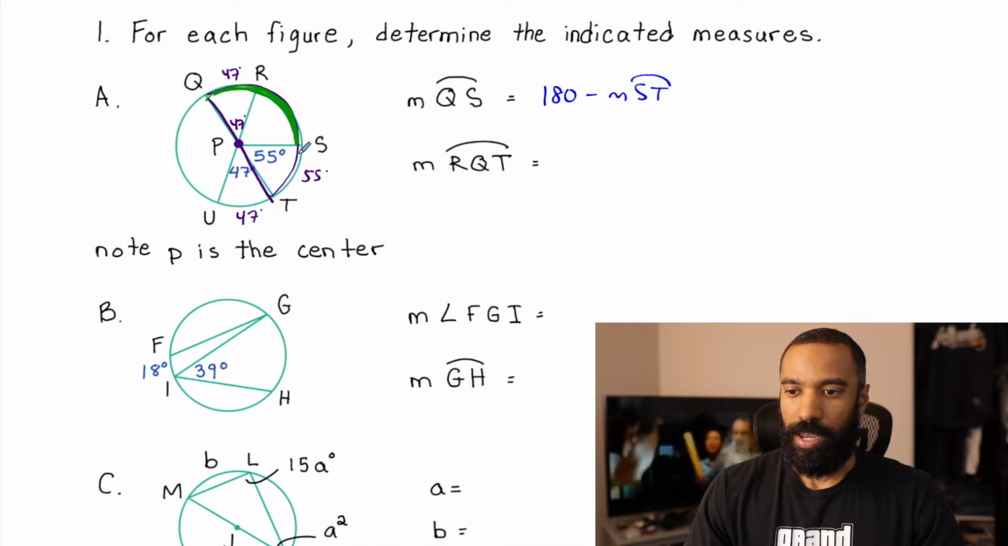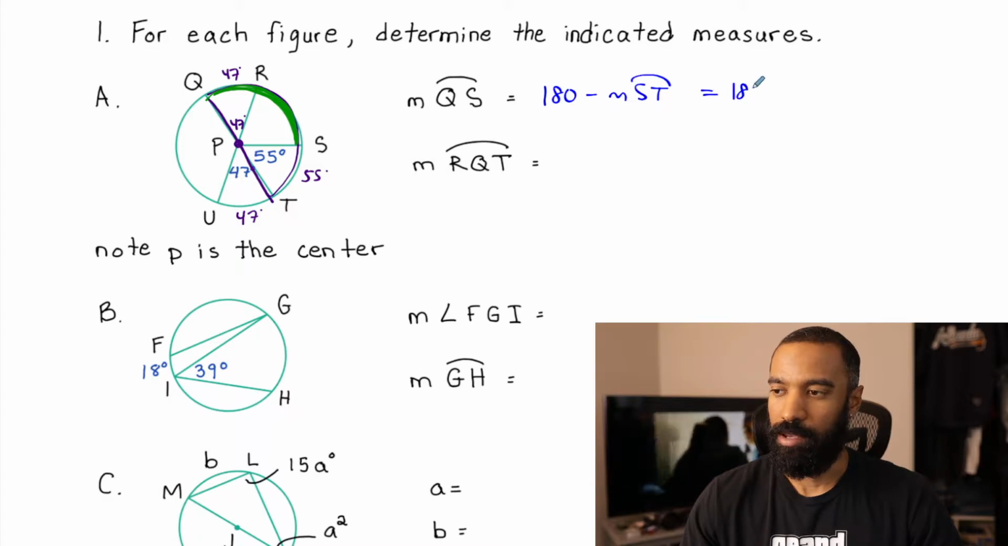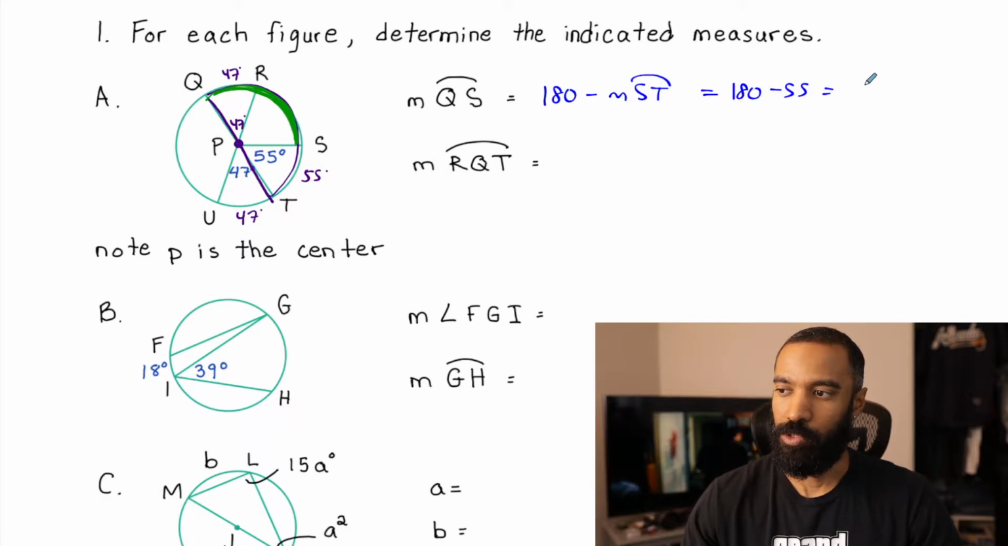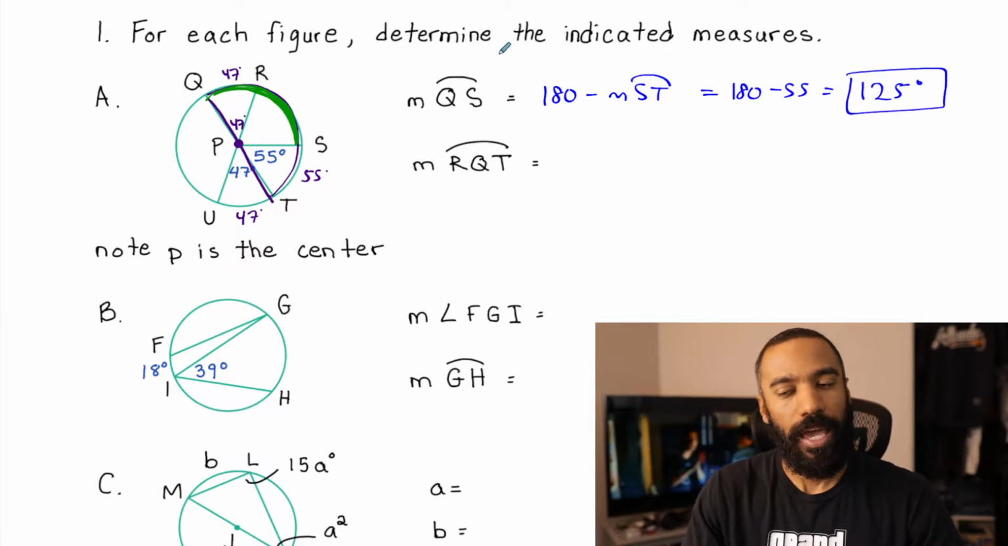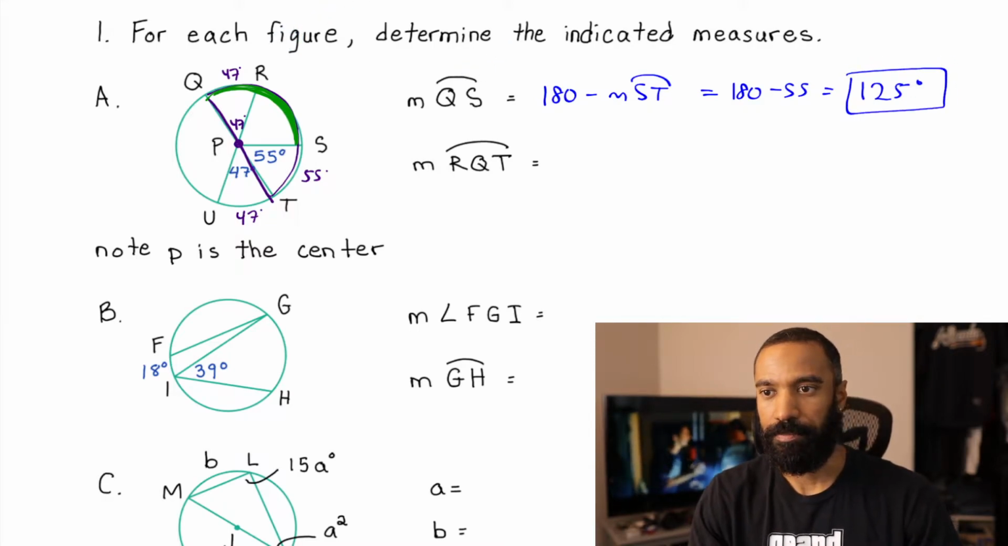Arc ST is right here. That's the 55 degree one. This whole thing's a semicircle, so this is going to be 180 minus 55, and that is 125. And make sure you put degrees there, 125 degrees. And like I said, I'll be going faster than that.